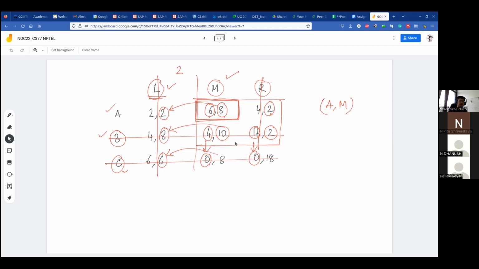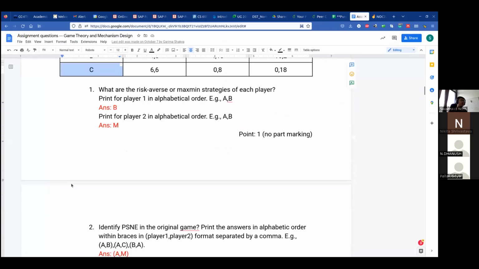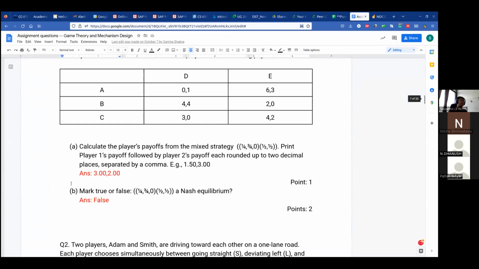Got it, sir. Okay. I had a doubt in week 6 in Bayesian equilibrium, in the assignments that we had. Sir, can we go by week order? Can we go to week 3? Okay, so week 6, right? That's the Bayesian equilibrium. Okay, let's go over weeks, that's a good idea. Let's go to week 3 first, and then we'll come back to week 6.